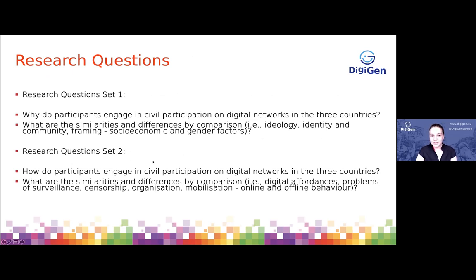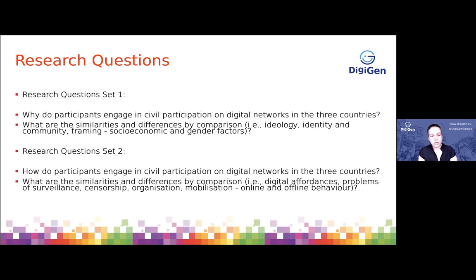What do participants engage in? Why do they engage in civic participation? And in that sense, what are the similarities and differences by comparison in each country? We're interested in ideology, identity, community, collective action, how they're framing messages to mobilize others, coordinate activities, and what are the kind of factors, socioeconomic, gender factors, that play out in there?